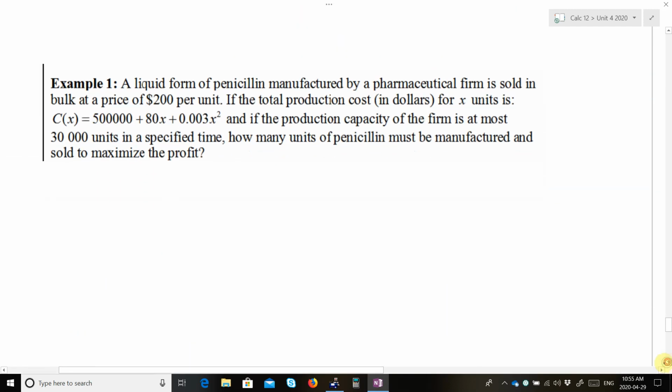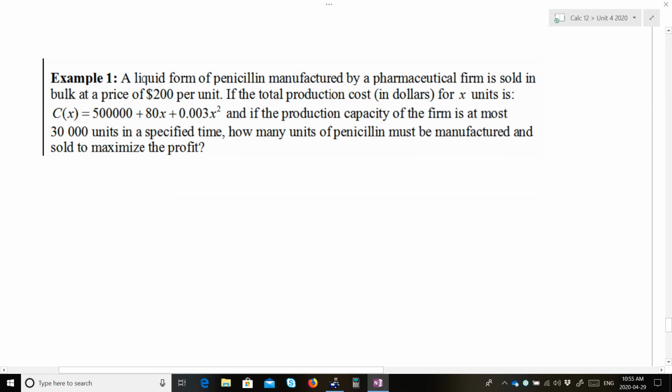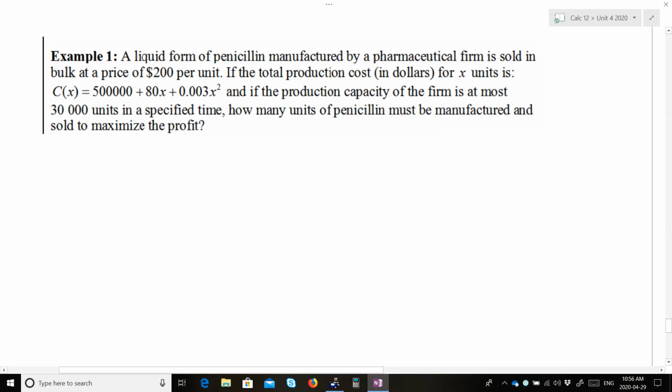So, example 1: a liquid form of penicillin manufactured by a pharmaceutical firm is sold in bulk at a price of $200 per unit. If the total production cost in dollars for x units is C of x there, and if the production capacity of the firm is at most 30,000 units in a specified time, how many units of penicillin must be manufactured and sold to maximize profit?